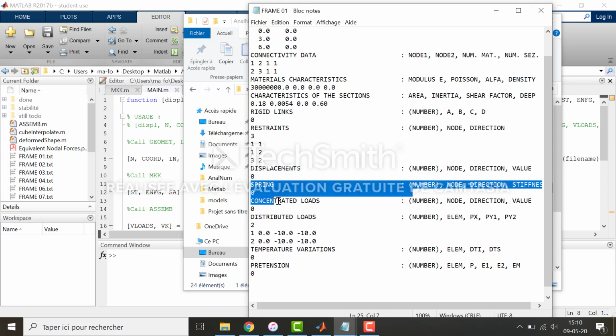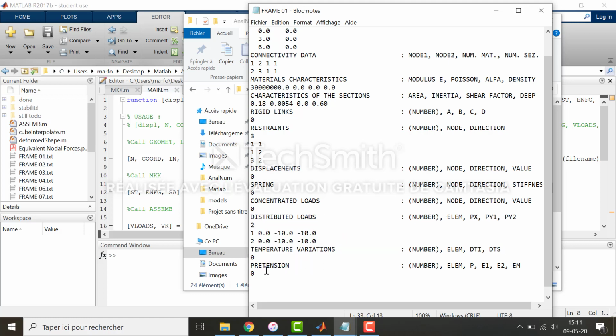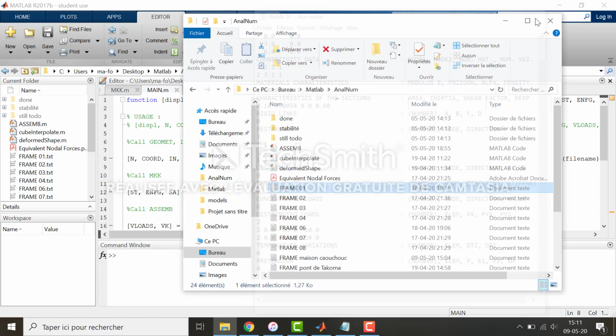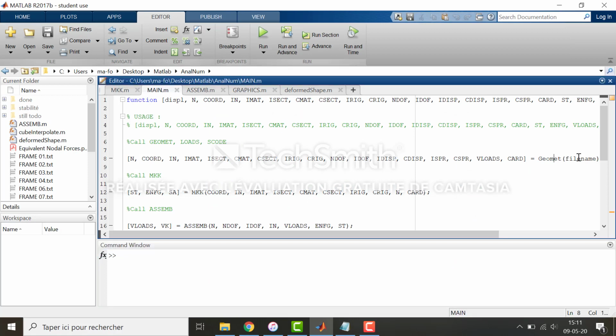We can have a spring on one of the nodes. We can have a concentrated load, of course, a distributed load, temperature variation, and pretension. Pretension is like in reinforced concrete when you have a wire in the concrete, so it can also generate tension. Okay, so let's try it. Let's call the main function. We'll call the read of the file name, then we will solve it by call of mkk.